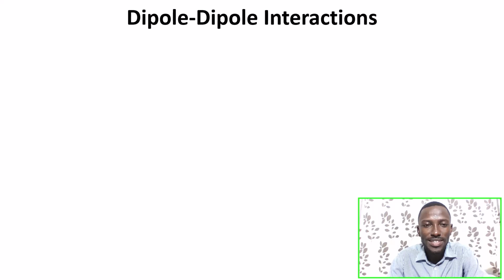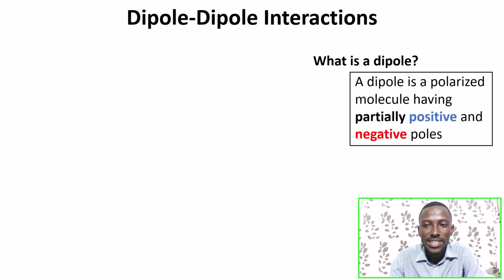But for us to understand what dipole-dipole interaction is, the first thing we have to understand is what a dipole is. So what is a dipole? A dipole is a polarized molecule having partially positive and negative poles. Good. So the point we want to stress is positive and negative poles. Partially positive and negative poles.